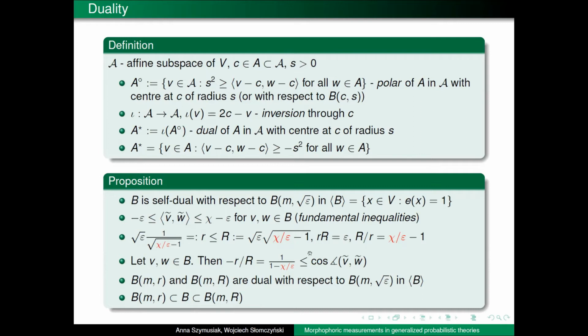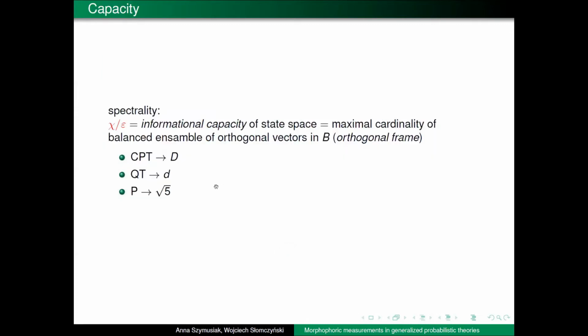Also, we can prove that the angle between Bloch vectors cannot be too large. There is a limit here, and in this inequality this parameter is also present. So it seems that this parameter is important for understanding the geometry of the state space in this setting. So I would like to say something more about this parameter.